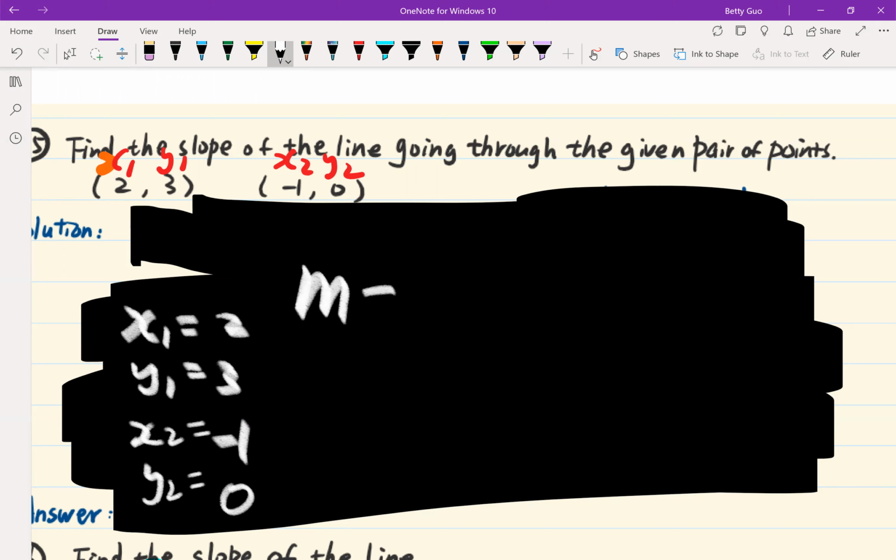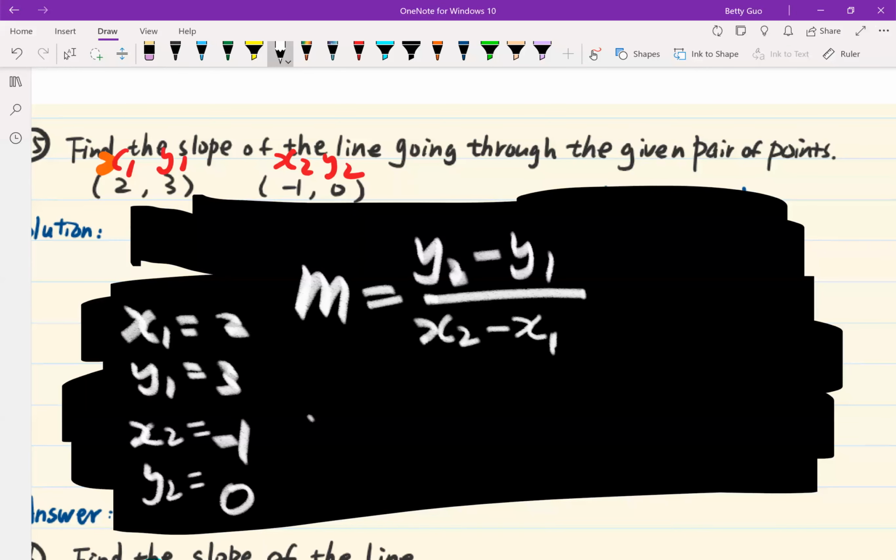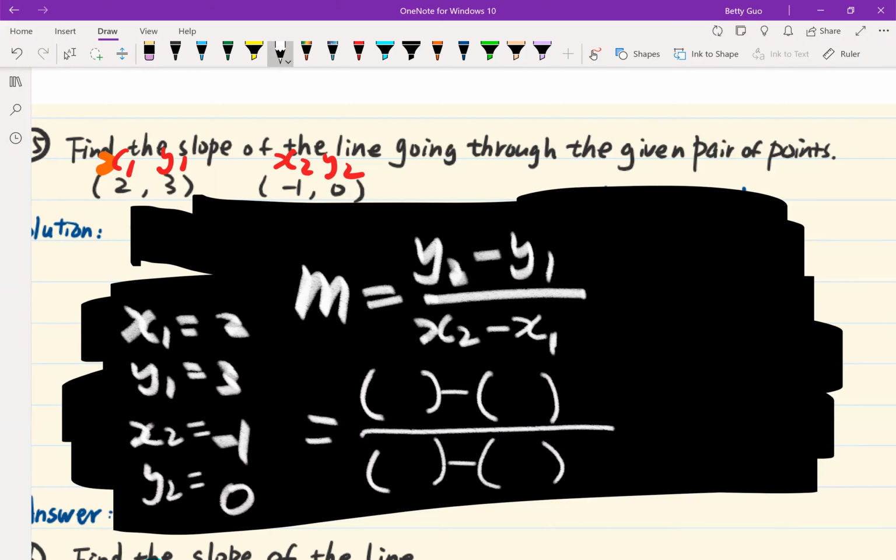Step 2, copy the formula, which is on the board: y sub 2 minus y sub 1 all over x sub 2 minus x sub 1. Then please use parentheses to frame those 4 values. What's going to be inside the first parenthesis? y sub 2. What's y sub 2? What is y sub 1? Be very careful. The reason I recommend you write that is to make sure you plug in the right numbers.